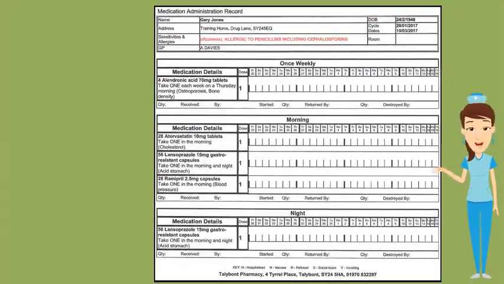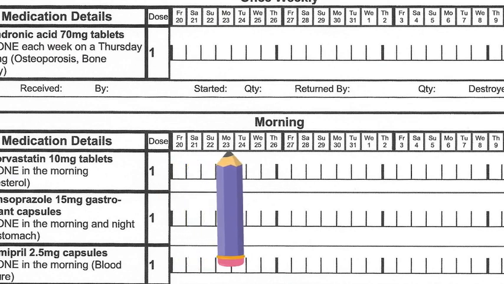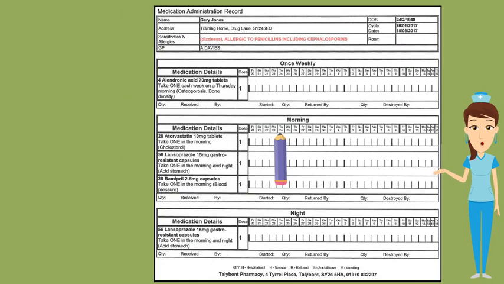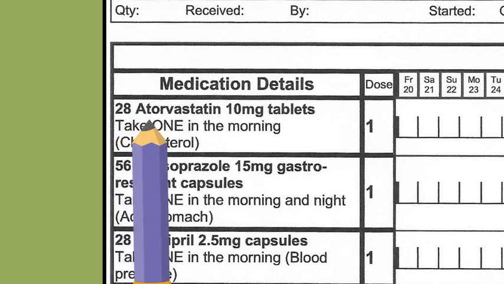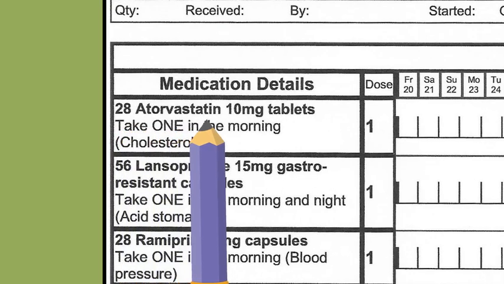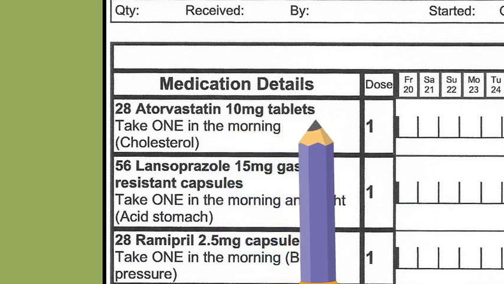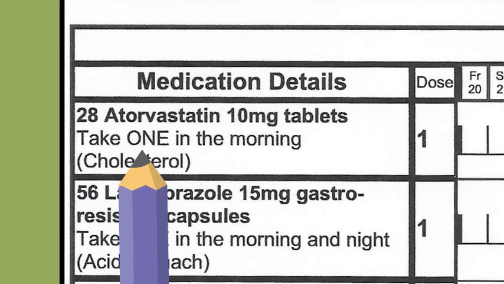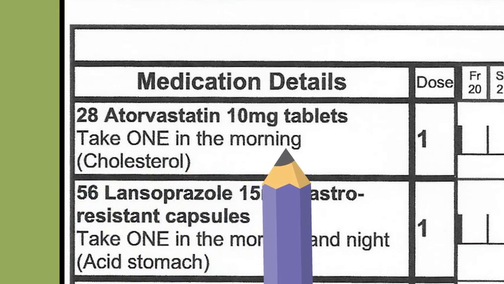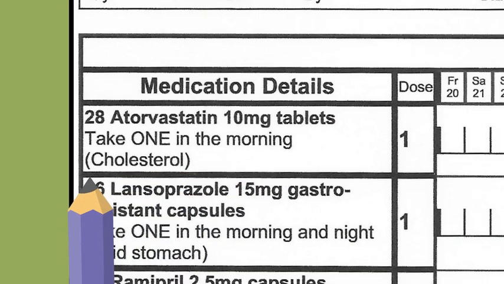The MAR chart is numbered with the date and the day of administration and lasts for a period of 28 days. The medication details include the monthly quantity, 28, drug name, atorvastatin, strength, 10 mg, and form, tablets. The directions will include the dosage, 1, the frequency, morning. It is good practice to state the purpose of the medication, in this case to treat cholesterol.